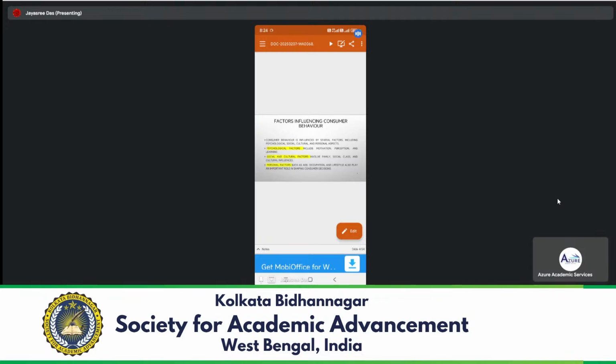Now, coming to the real life example, Coca-Cola. You will see the advertisements of Coca-Cola. They often tailor their advertisements to reflect the culture and values of different regions. Specifically, during the holiday season, Coca-Cola runs campaigns that focus on family and togetherness. That taps into our psychological and cultural factors.